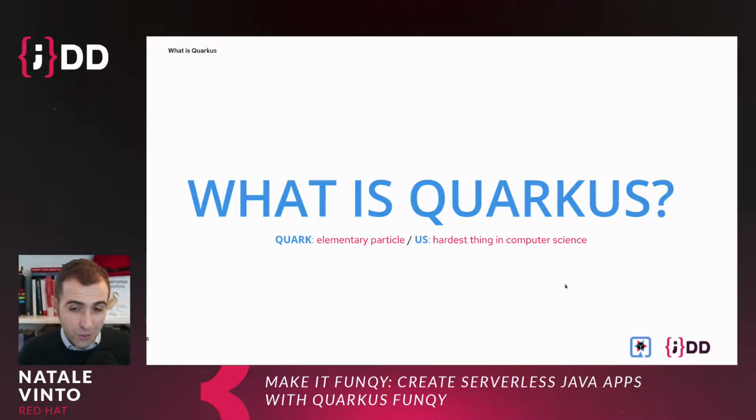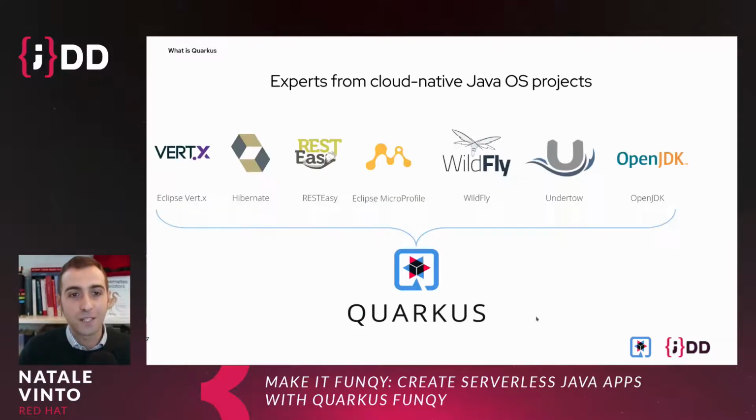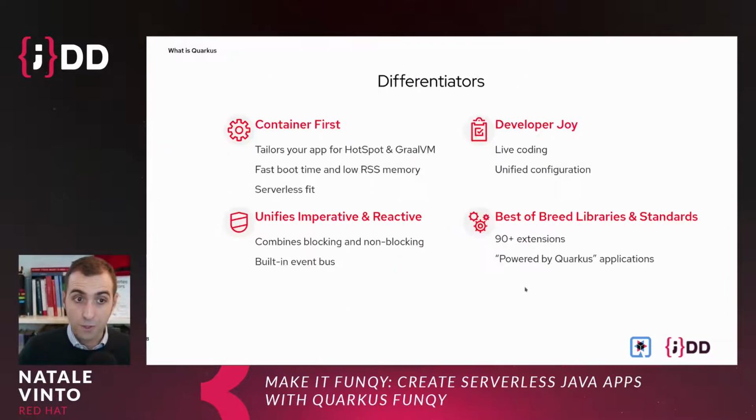The name, if you are curious about Quarkus, comes from the quark elementary particle, and the "us" is the hardest thing in computer science, which is us. No, it's a combination of these two terms. And the cool thing about Quarkus is that it comes from the experience of many projects. If you are aware of JBoss or WildFly and Undertow and OpenJDK, and MicroProfile, RESTEasy, Hibernate, Vert.x, they are going into Quarkus.